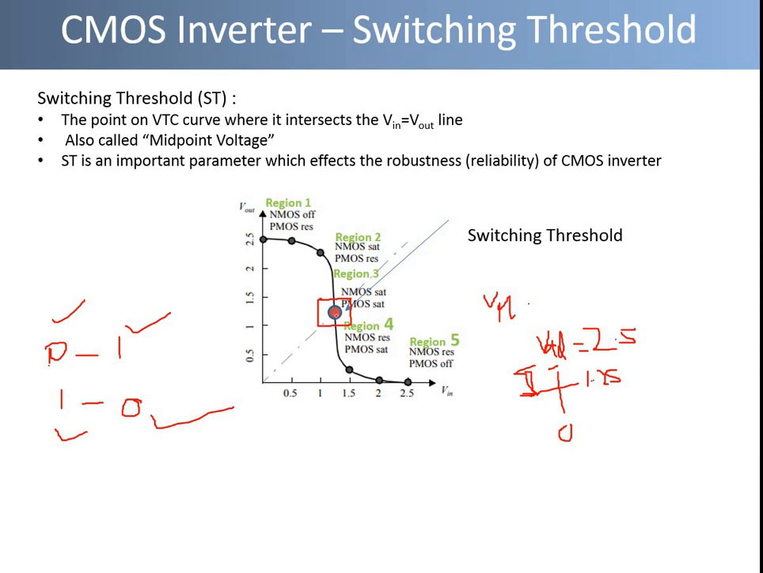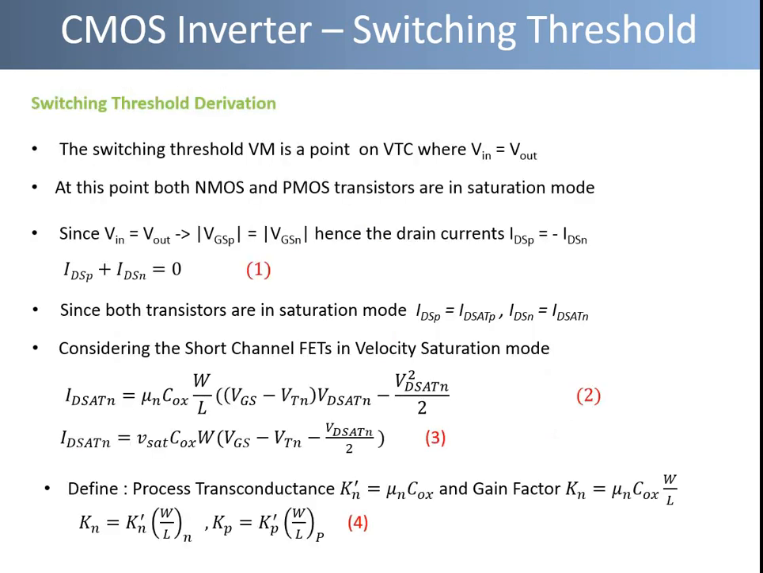As we can see that the switching threshold occurs in the middle of the transition region, and it is actually region 3 where both NMOS and PMOS transistors are in saturation mode, and by definition it is a point on the VTC curve where Vin equal to Vout. So let us denote this point by Vm. It means that Vm is equal to Vin equal to Vout.